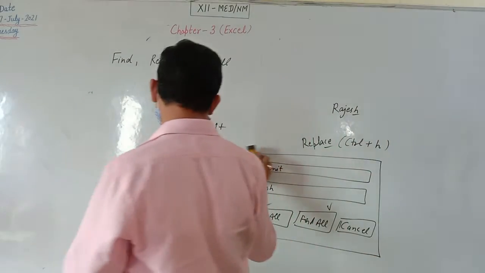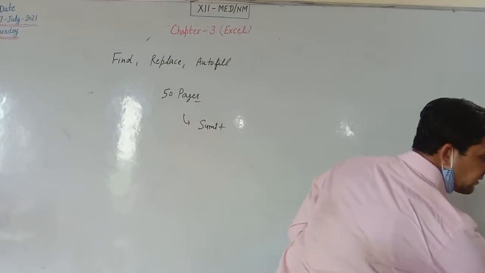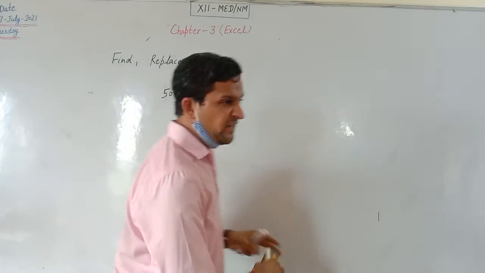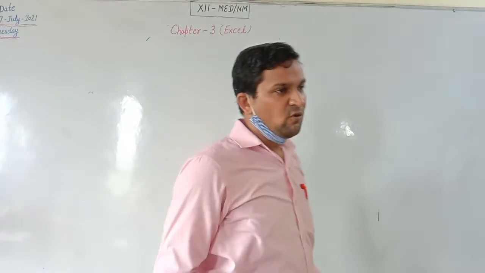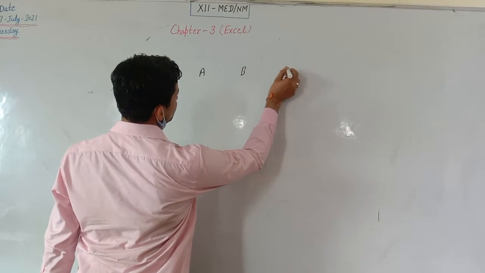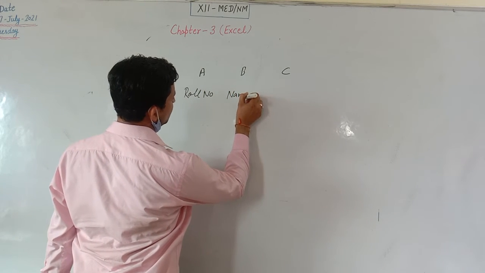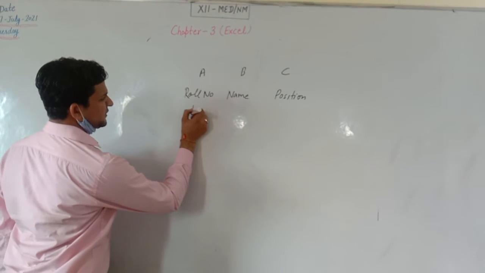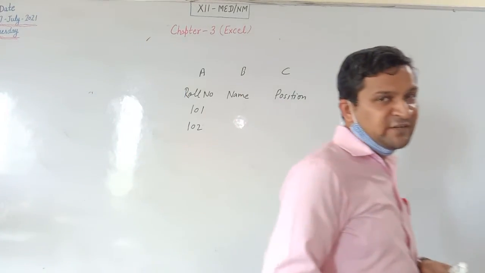Next is autofill. Autofill is for filling an automatic number, an automatic sequence. Automatic sequence means we want to write numeric values in sequential order, either with a single value distance or a double value distance. Suppose we have columns A, B, C, with name, roll number, and position. We know the first roll number is 101, next is 102, and we have till roll number 500.